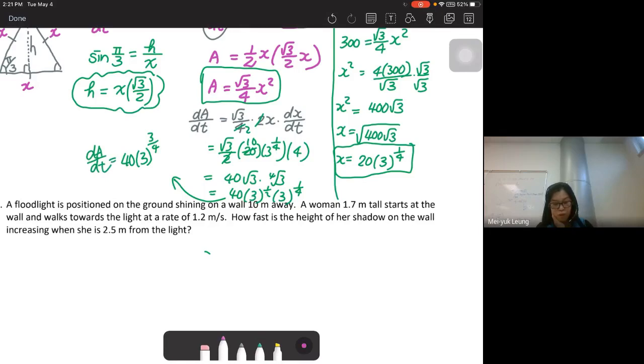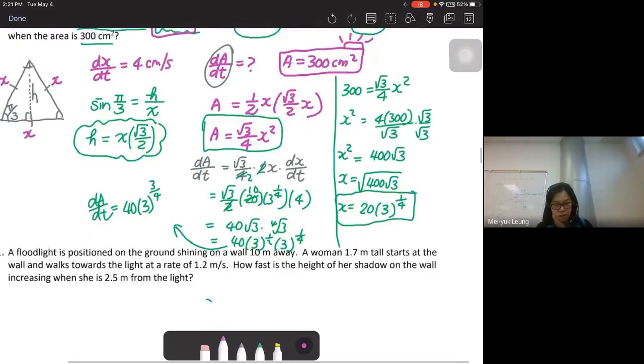Okay, and again, don't forget the unit. The unit for this value, dA/dt, would be centimeters squared per second.